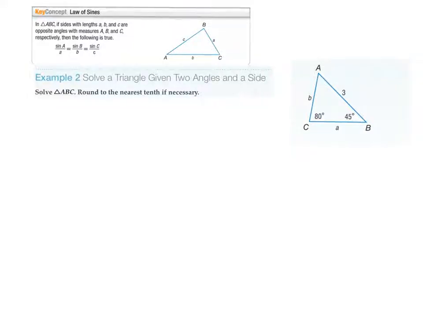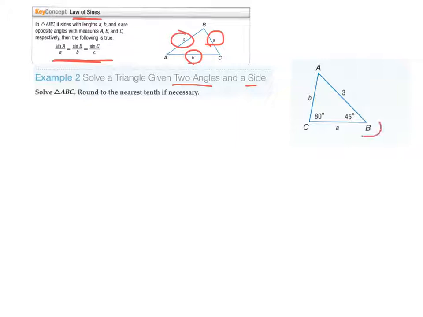Today we're going to use the law of sines by setting up ratios that we can solve, and this helps us find lengths of sides. So we have these sides that we'll be trying to find given angles. In this case we're given two angles and we want to find the side.